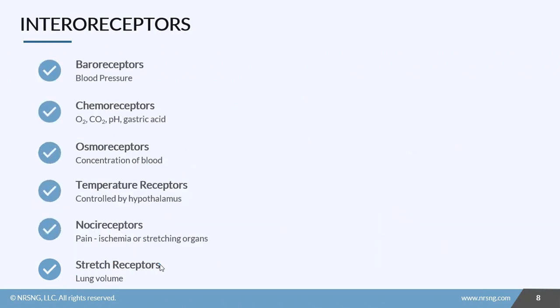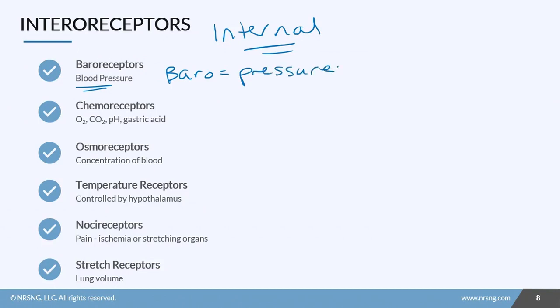So lastly, we have interoreceptors. Remember, these are responding to internal stimuli. Now, I'm not going to go into super deep detail here because in other lessons, we're going to talk about how these actually impact the body. So let's just run through them quickly. Baroreceptors respond to changes in blood pressure. Baro actually means pressure. So anytime you see baro, think pressure.